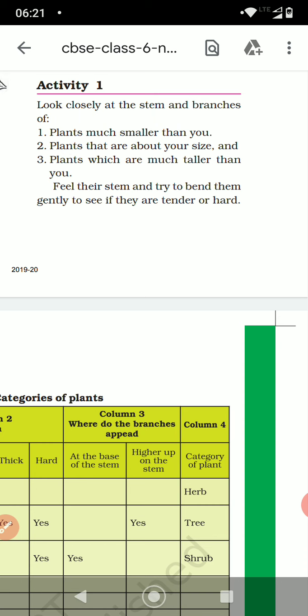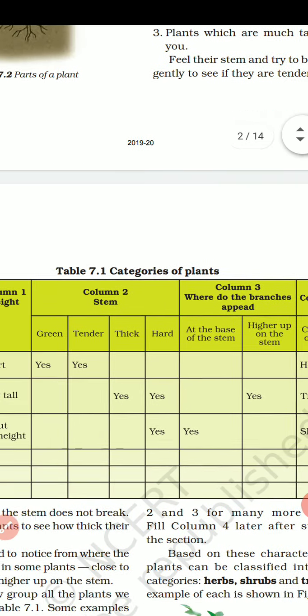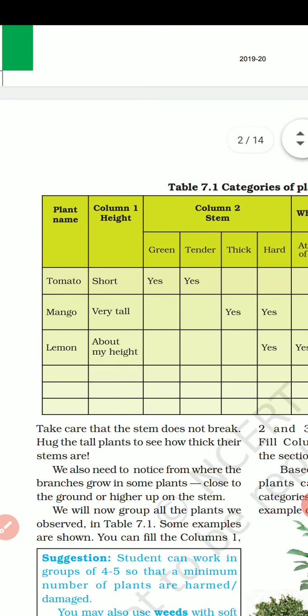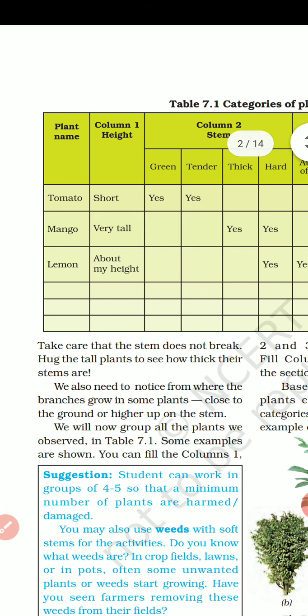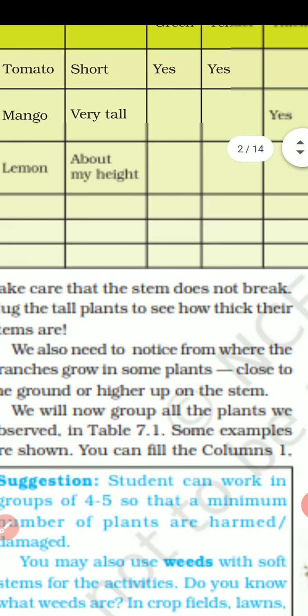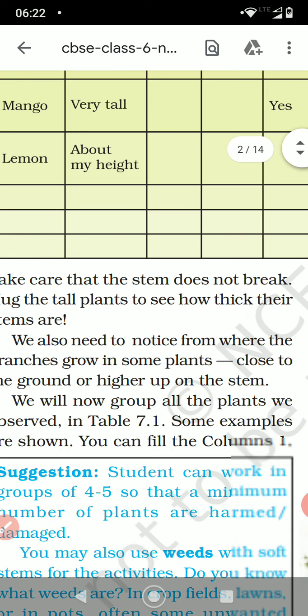Okay. So by bending gently, you will get to know whether they are tender or they are hard. Now after that, you have to take care that the stem does not break.